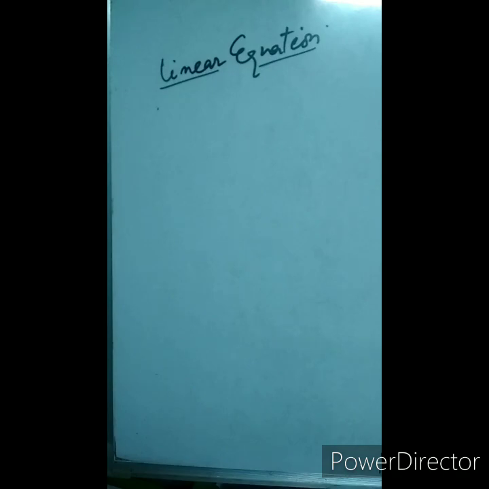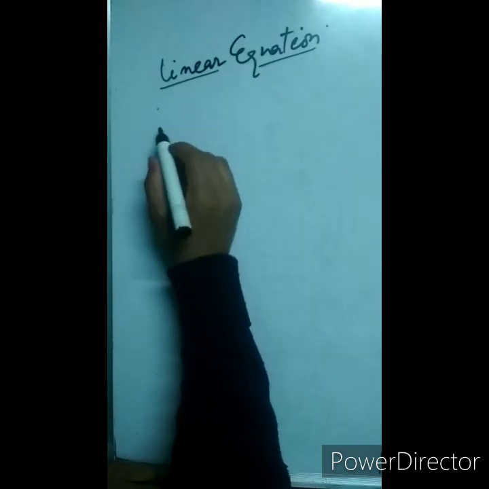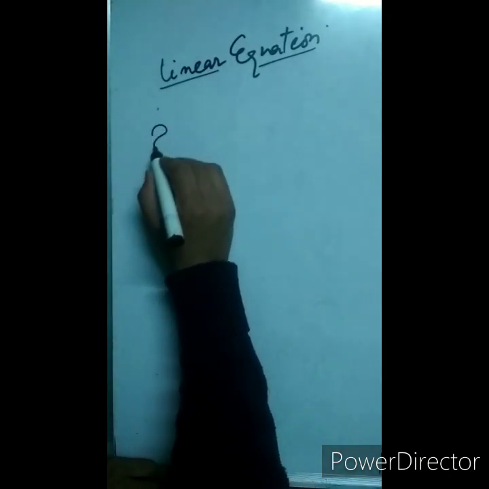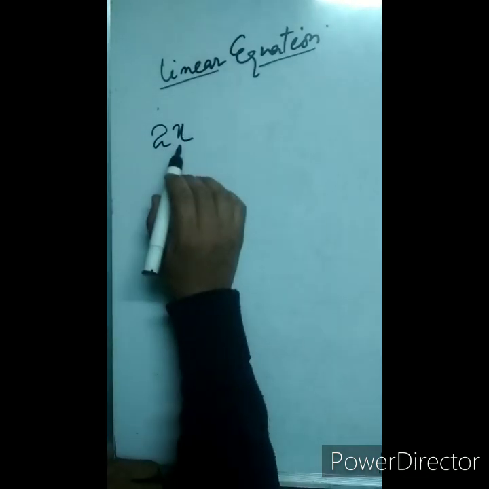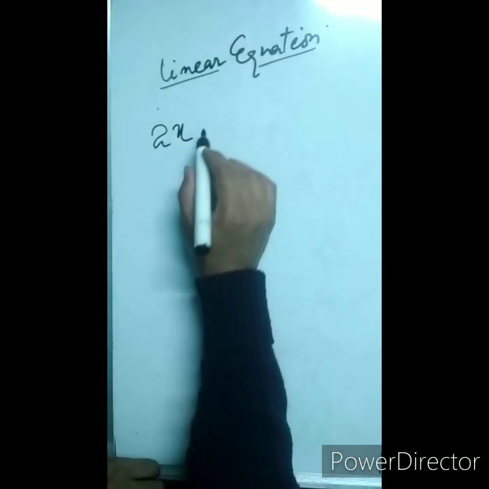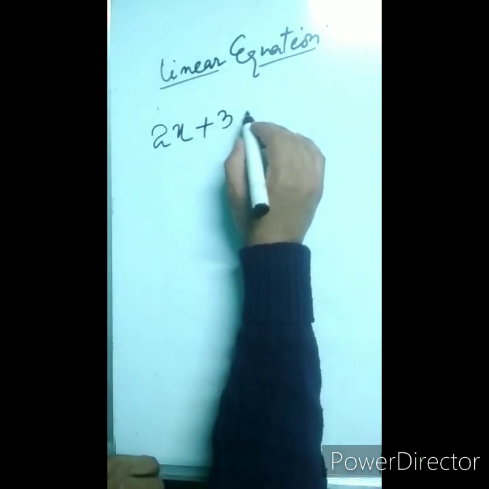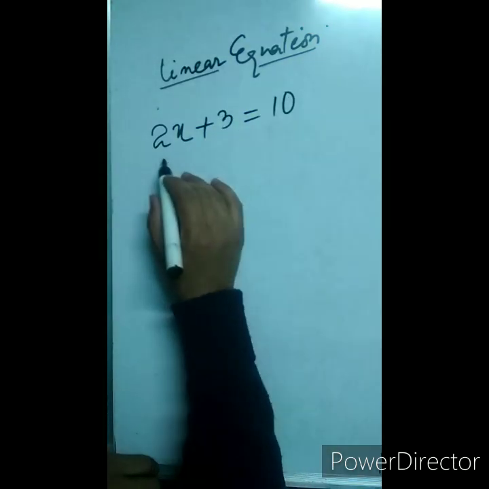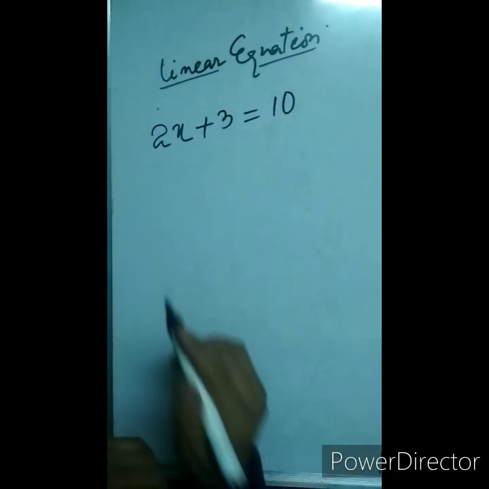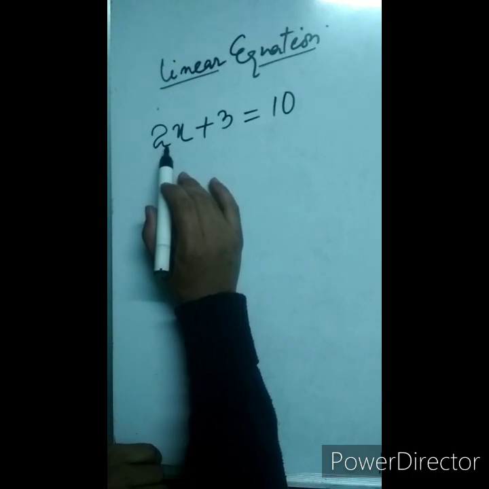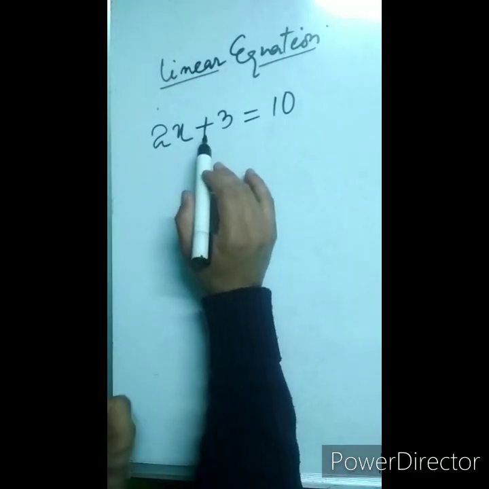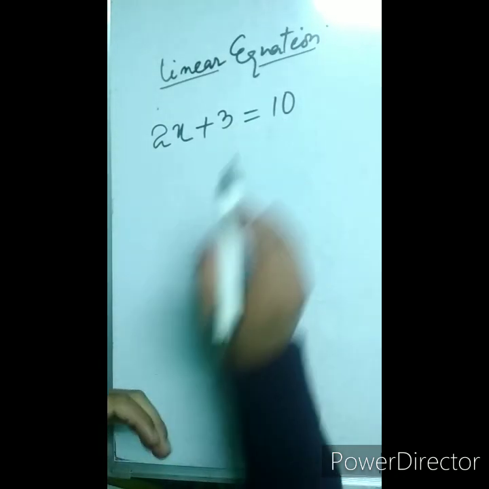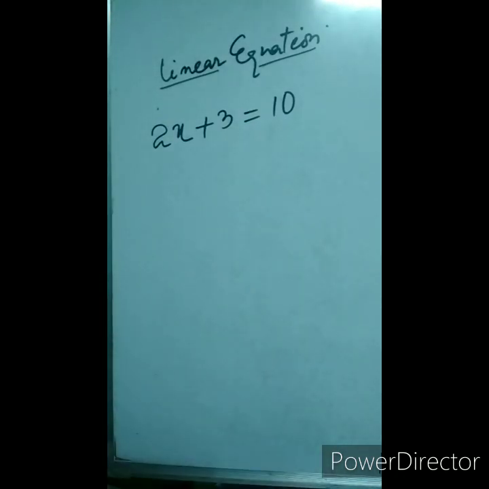Equation means it is a statement of equality which contains one or more variables. Statement of equality. Let me show you. This is the product of 2 and x, and I'm adding 3, and now we get 10. So it is a statement. What statement? I'm saying that the product of 2 and x plus 3 gives 10.